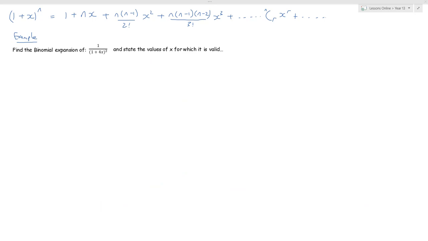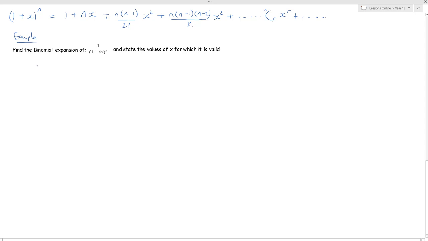Right, for this example then, we'll need to expand 1 over 1 plus 4x squared, and then state the values for which it is valid. I think you're ready to have a go. So I want you to spend 5 minutes, have a go, and when you're ready to go through the solution, hit play again. But I think you're ready. Good?